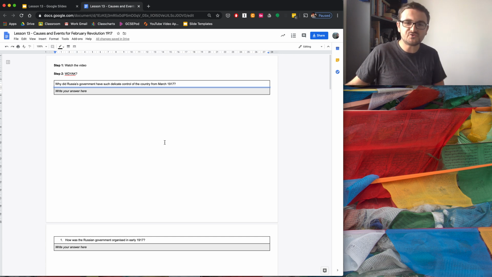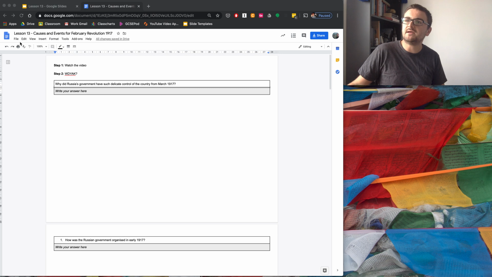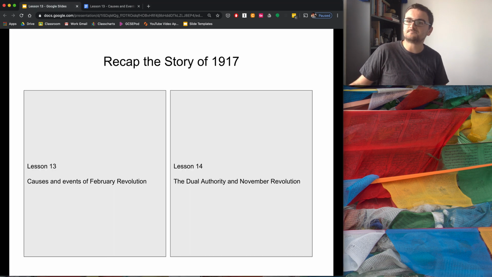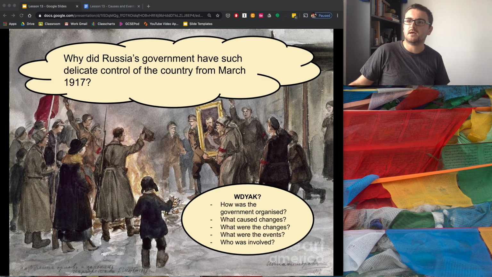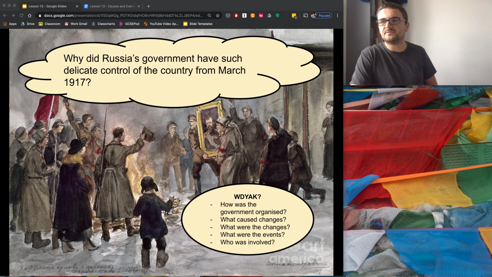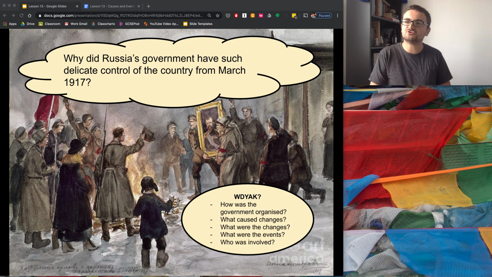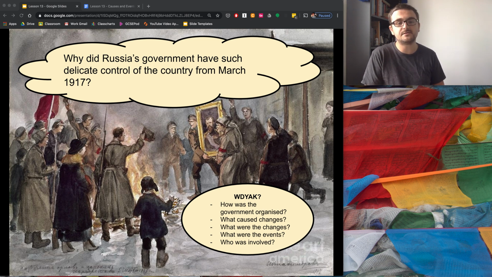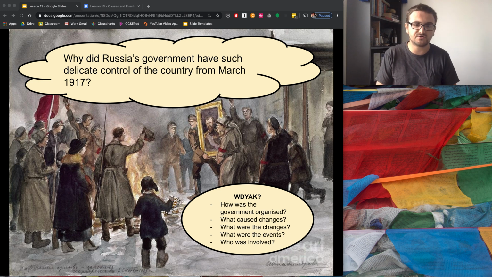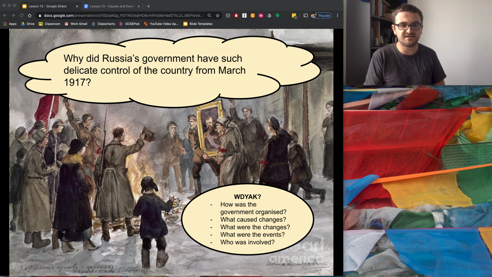Now we're going to jump straight in with our inquiry question for today's lesson. Really big, really broad. It's this one here: Why did Russia's government have such delicate control of the country from March 1917?